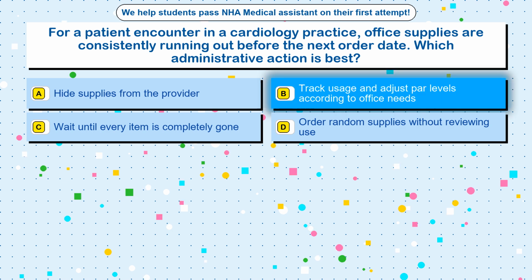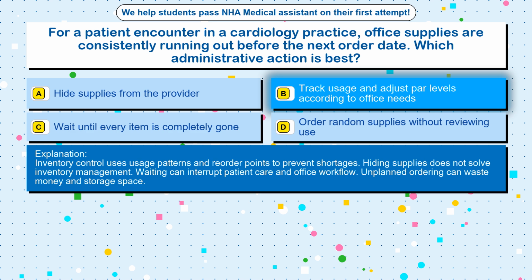The correct answer is option B, track usage and adjust par levels according to office needs. Inventory control uses usage patterns and reorder points to prevent shortages. Hiding supplies does not solve inventory management. Waiting can interrupt patient care and office workflow. Unplanned ordering can waste money and storage space.